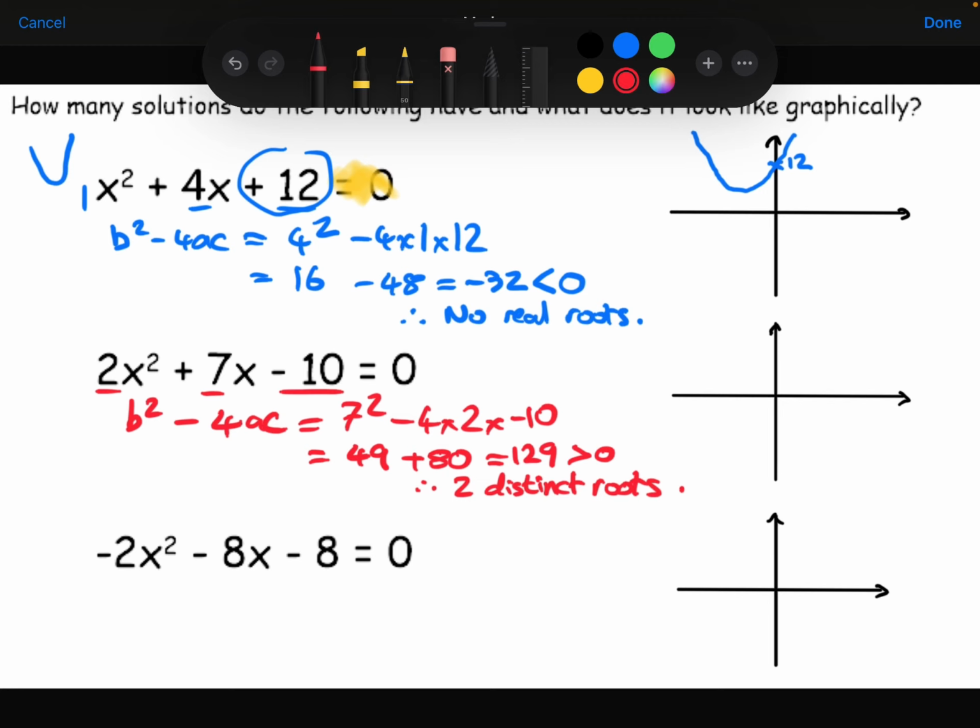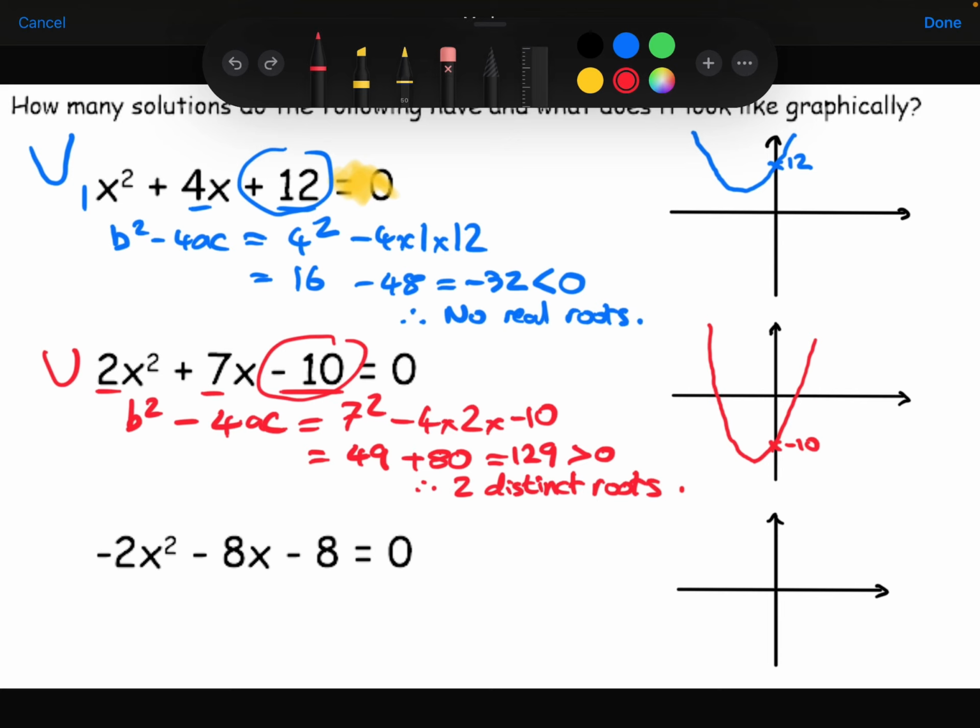I also know it's going to intersect at minus 10 on the y-axis. And I know it's going to be a U shape because of the positive 2. So it's going to look something like this, where it intersects on the x-axis in two distinct places.